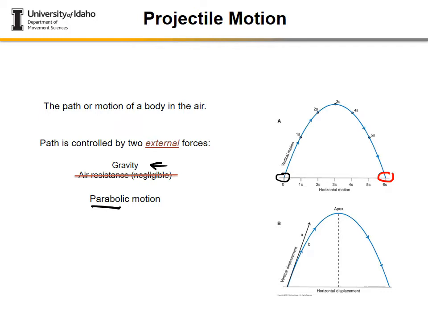One of the things I want you to focus on too is that there are two components to parabolic motion in projectile motion: the horizontal and the vertical component. We will teach you how to differentiate between the two and what equations to use.